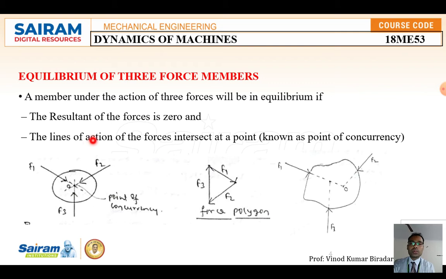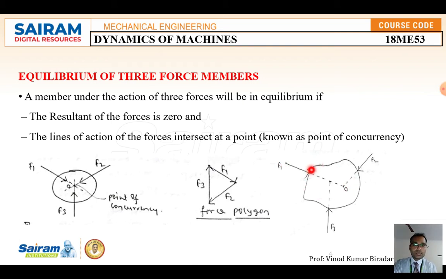Suppose you look at the third figure. Here F1 is acting in this direction and F2 is acting in this direction. F1 and F2 meet at one point, that point is called O. But F3 is acting in the middle of this, so we cannot call the body to be in static equilibrium. What is the condition?